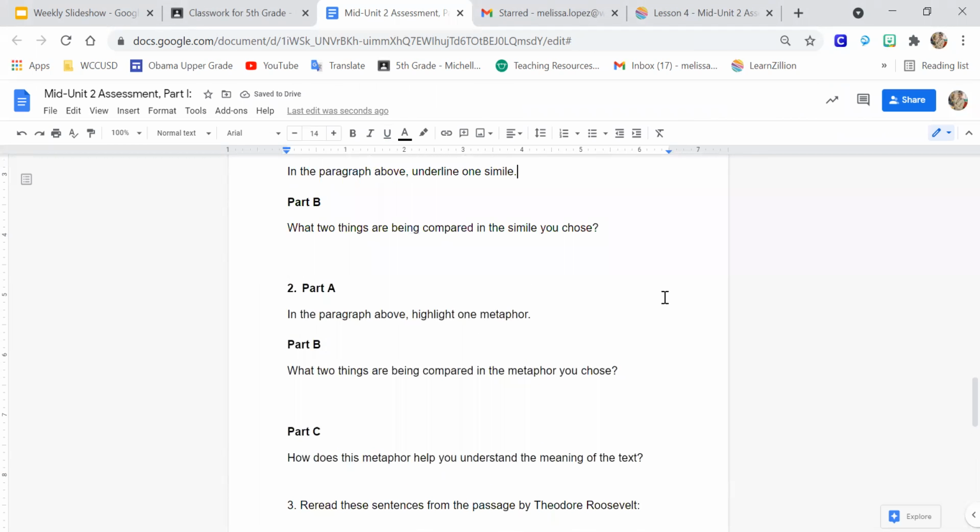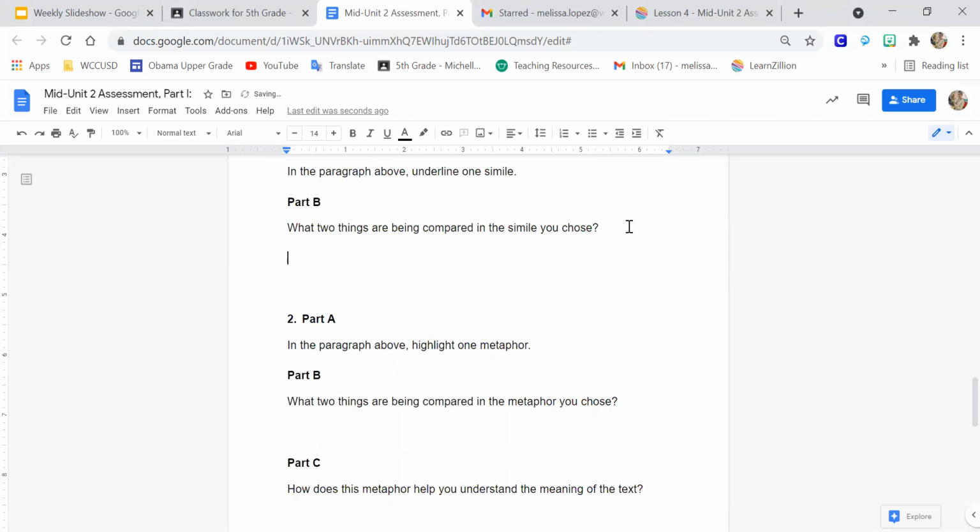Part B. What two things are being compared in the simile you chose? So you're going to write your answer here. The two things that are being compared are, because I want you guys to write in a complete sentence.